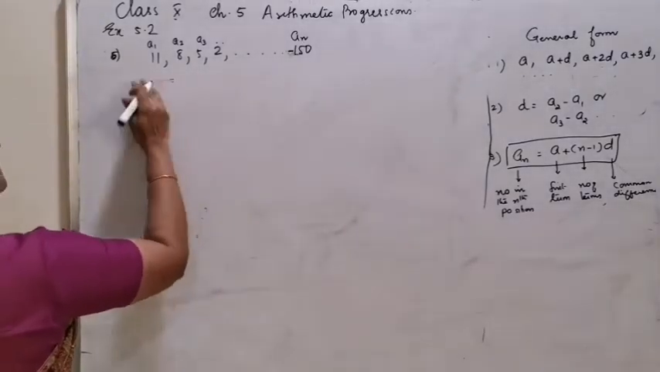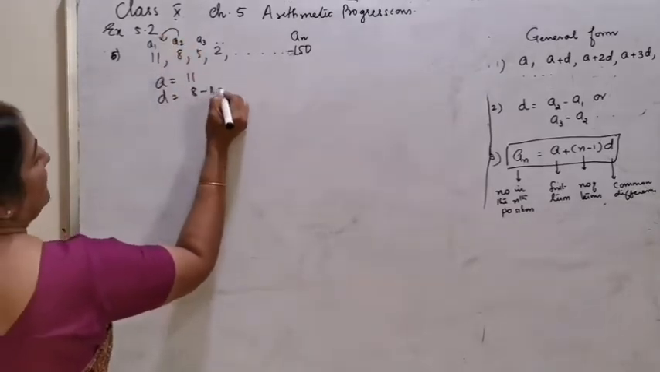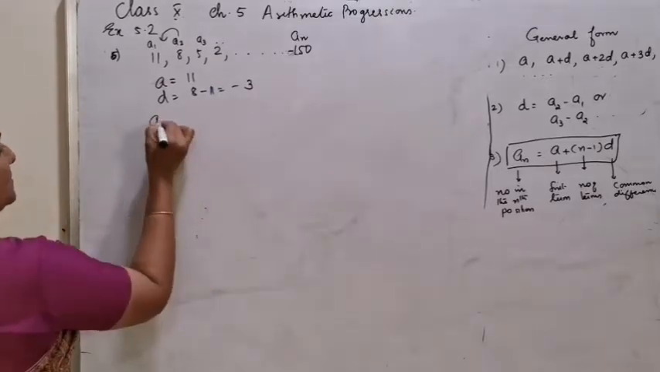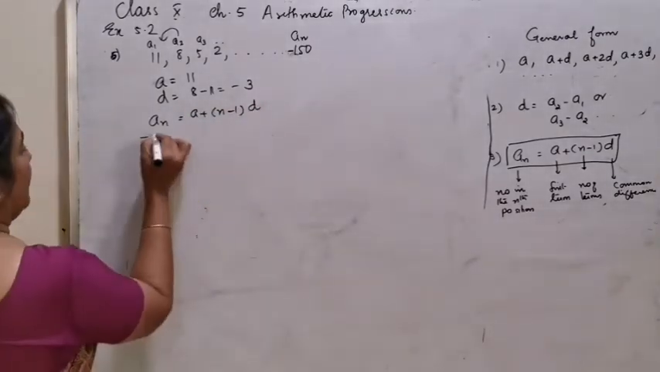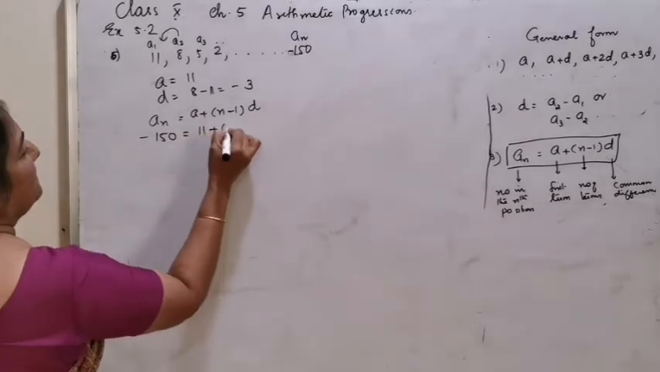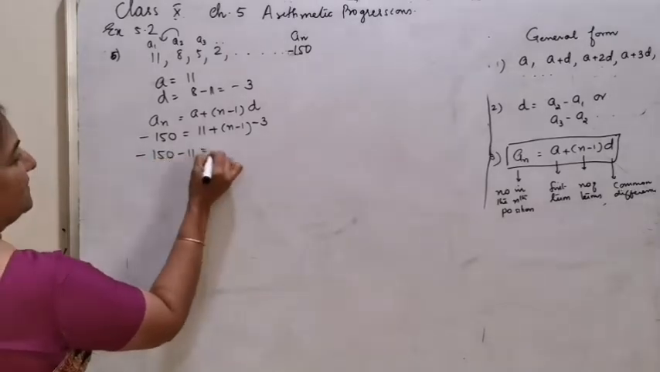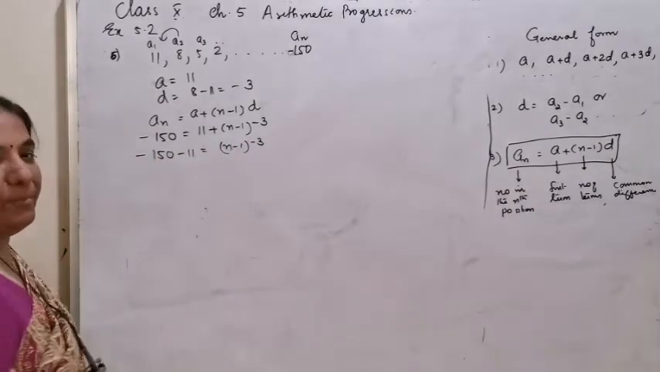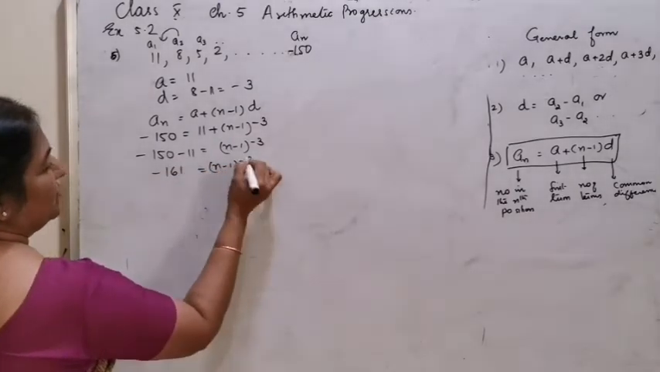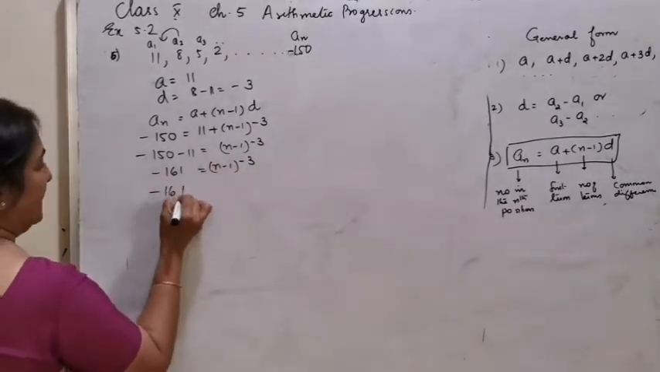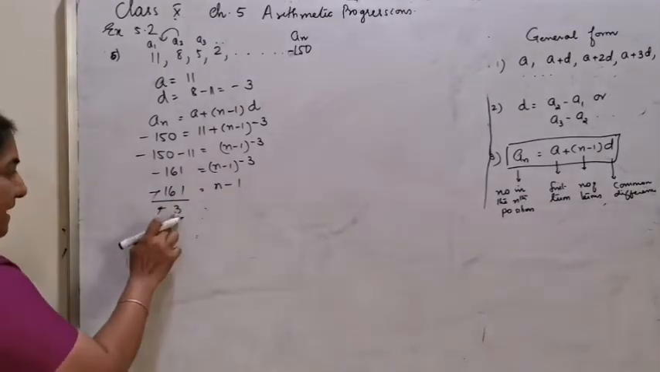A is equal to 11, D is equal to 8 minus 11, which is equal to minus 3. The procedure remains the same. AN is equal to A plus N minus 1 into D. Minus 150 is equal to 11 plus N minus 1 into minus 3. Minus 150 minus 11 is equal to N minus 1 into minus 3. Minus 161 is equal to N minus 1 into minus 3. Divide by minus 3: minus 161 by minus 3 is equal to N minus 1.